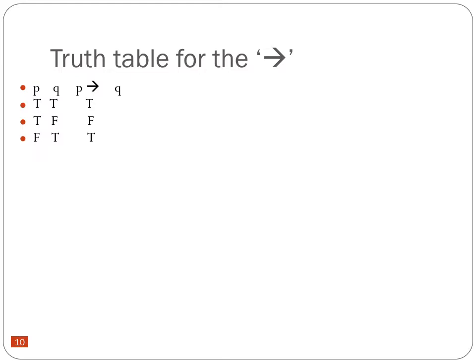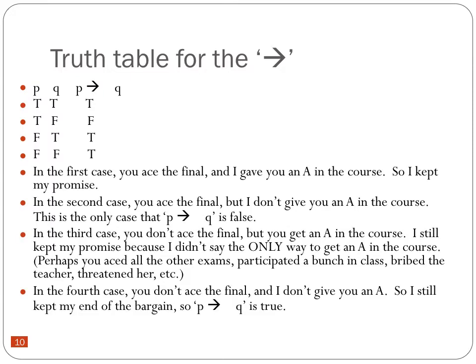It's not a requirement. So maybe you got an A on the midterm and you participated in quizzes and all those other things, and that's why you got the A, but not because you got an A on the final. And then, of course, if you don't get an A on the final and I don't give you an A in the course, that doesn't mean I broke my promise, so the arrow statement is still true. This just recaps all the things that I just said, so you can pause there and read through them if things are going a little fast for you.